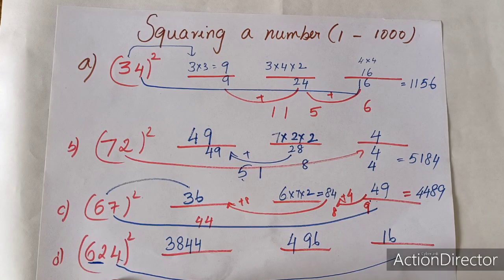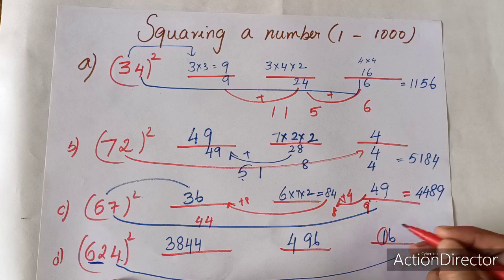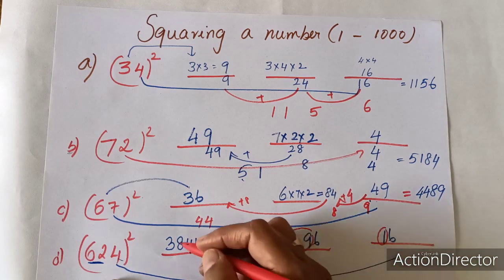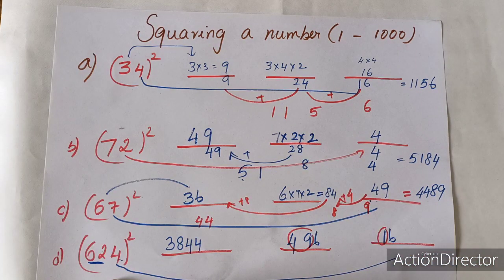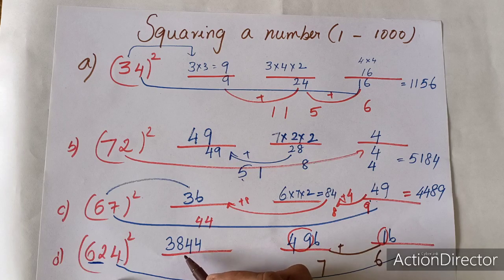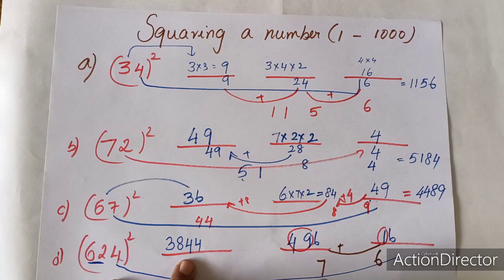Finally, let us add the carries. So if you want, you can underline the carries or circle the carries by red pen. So 49 is a carry and here you can add it directly. So final answer will be, so here I will be having 6. When 1 is added over to 6, it will become 7. Now 49 added to 3844 will give me 3893.